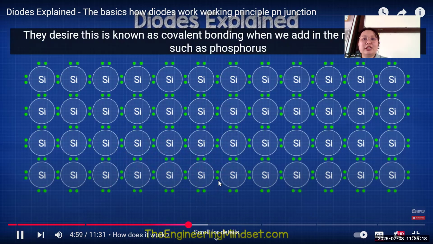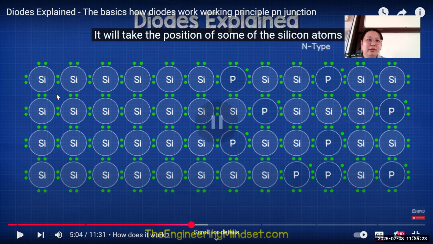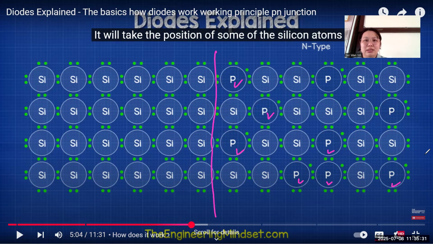We can dope in phosphorus. Okay, now can you see? Starting here, we have phosphorus. Then what's the characteristic of phosphorus? Phosphorus has pentavalence. What's the meaning of penta? 5. Yes, good. So now if it combines with silicon, we get 1 extra electron.